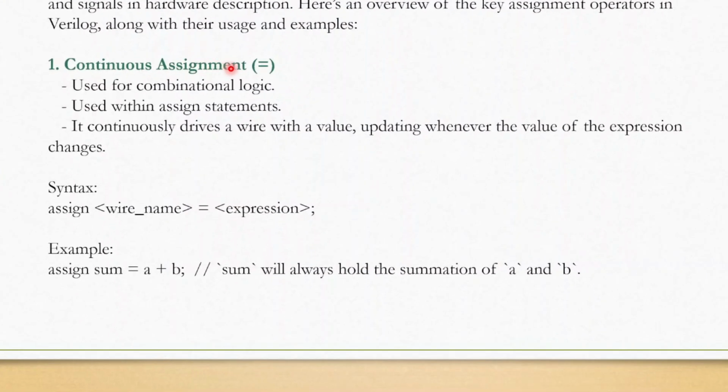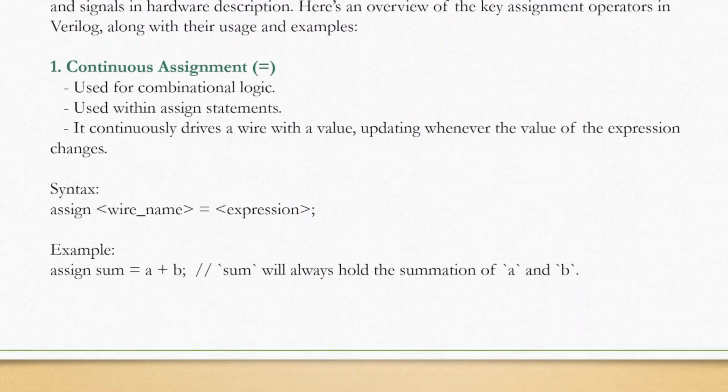First one is continuous assignment. Continuous assignment is used for combinational logic. It is used within assign statements. It continuously drives a wire with a value, updating whenever the value of the expression changes. The syntax starts with the keyword assign, then variable name, then equal, then expression, then semicolon. For this example, we write assign sum = a + b. The identifier sum will always hold the summation of a and b.